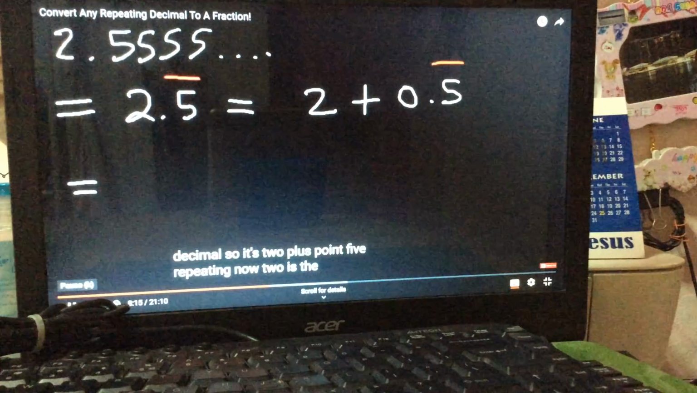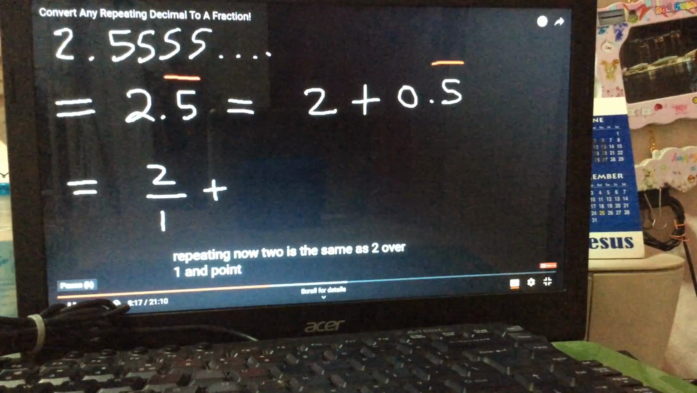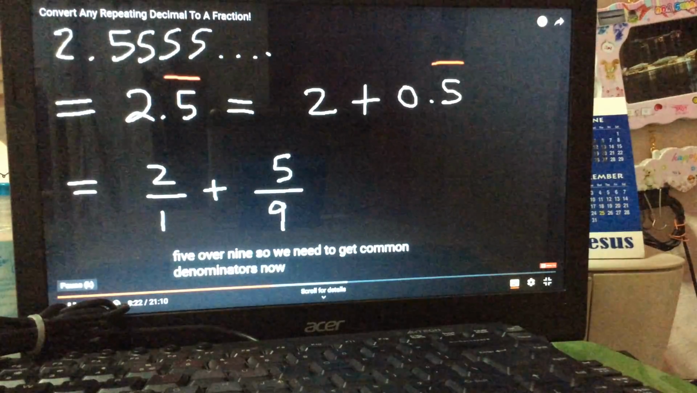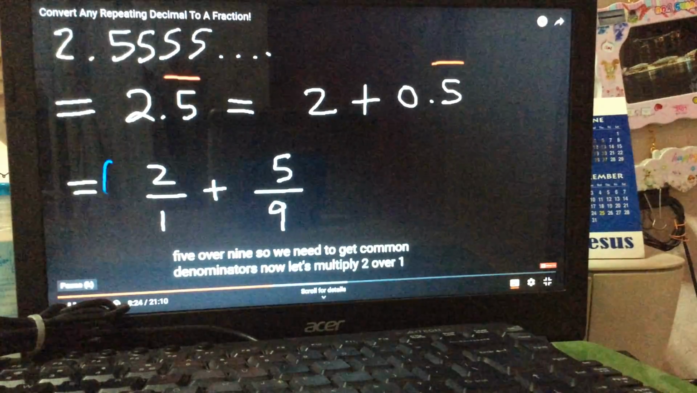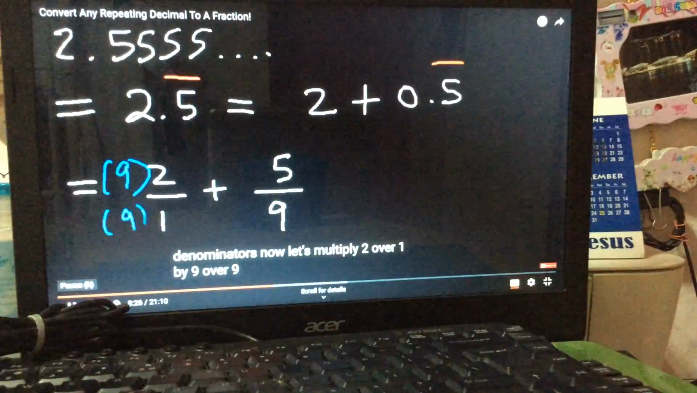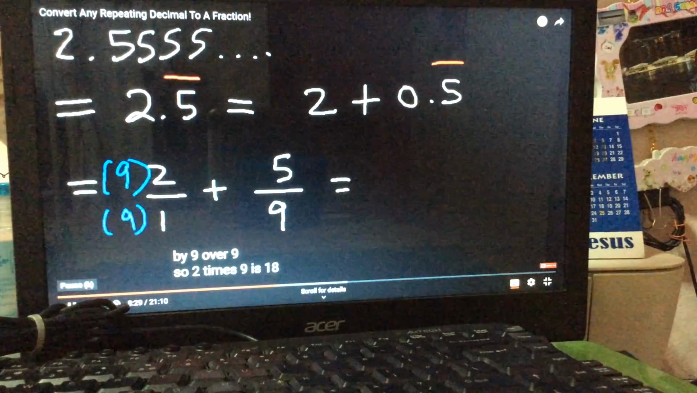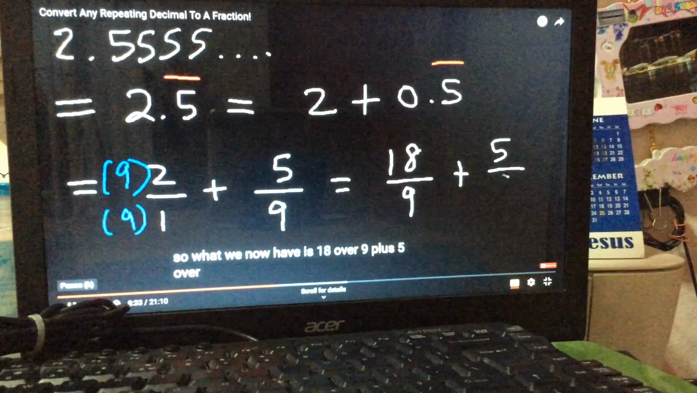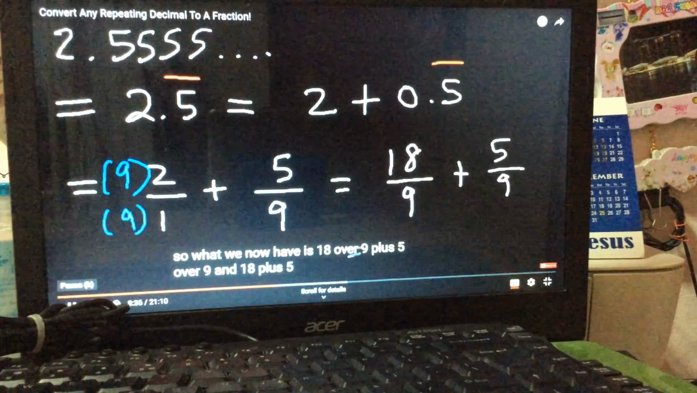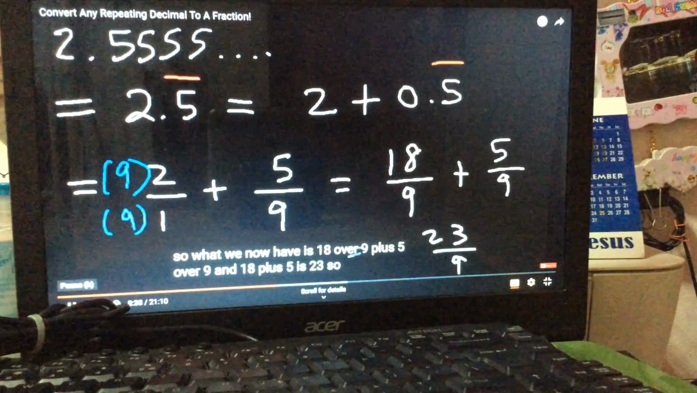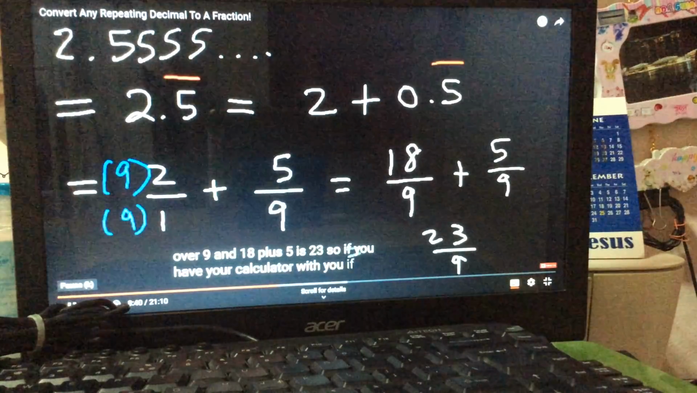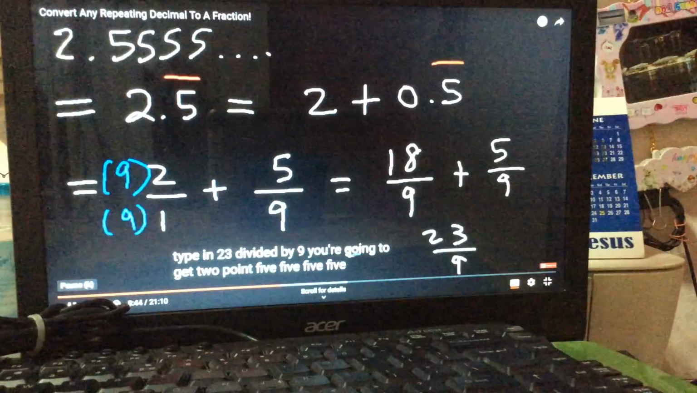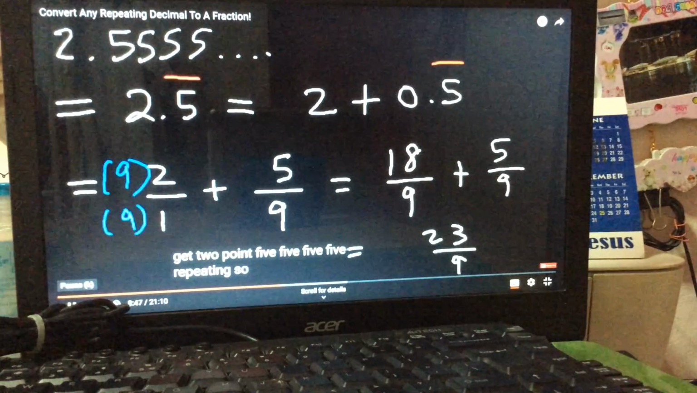Now 2 is the same as 2 over 1. And 0.5 repeating, we know it's 5 over 9. So we need to get common denominators. Now let's multiply 2 over 1 by 9 over 9. So 2 times 9 is 18. So what we now have is 18 over 9 plus 5 over 9. And 18 plus 5 is 23. So if you have your calculator with you, if you type in 23 divided by 9, you're going to get 2.5555 repeating. So this is the answer.